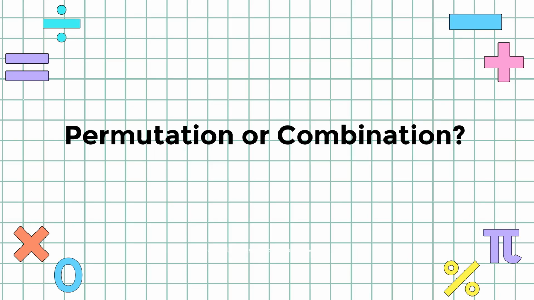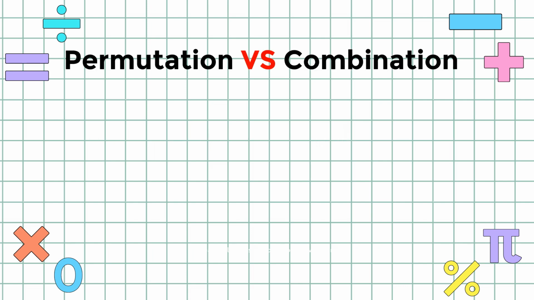Hello guys, so through this video, we will deeply understand whether a certain problem displays permutation or combination. Let's go. Of course, we can only do that if we know their main differences.